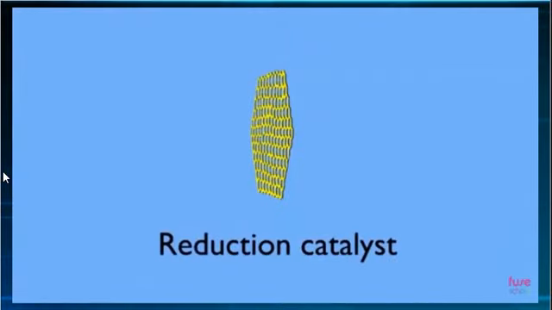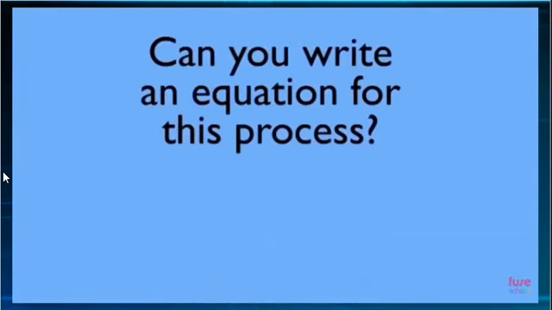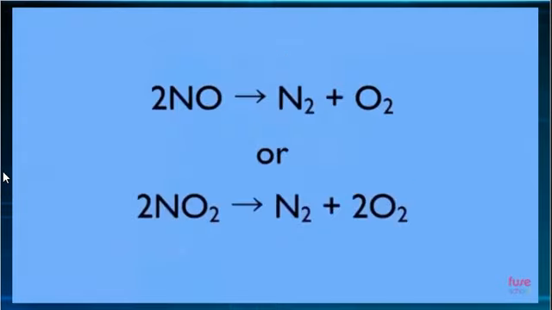The reduction catalyst is the first stage of the catalytic converter. When a nitrogen oxide or nitrogen dioxide molecule contacts the catalyst, it causes the nitrogen-oxygen bond to break, so that an O2 molecule, a harmless product, is formed along with a nitrogen molecule. All of this happens on the surface of the catalyst. Could you write an equation for this process? Pause, try it now, and check your equation when you're ready. The two balanced equations are as follows.